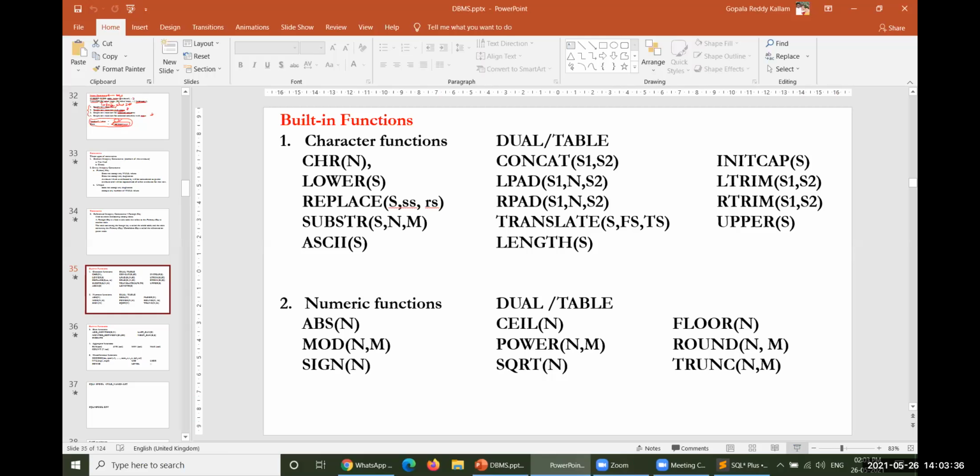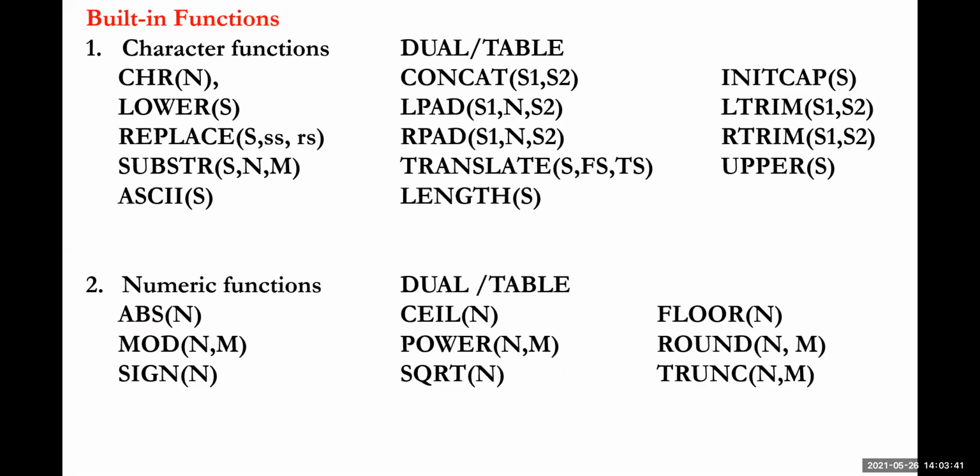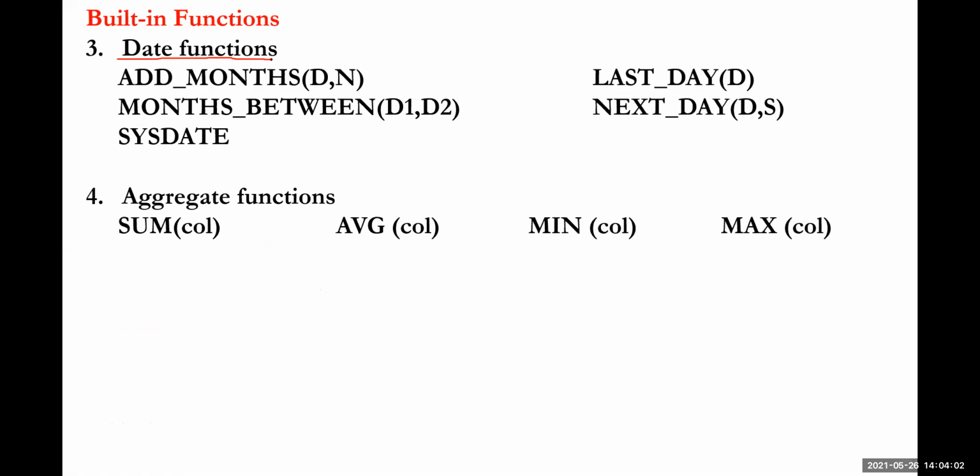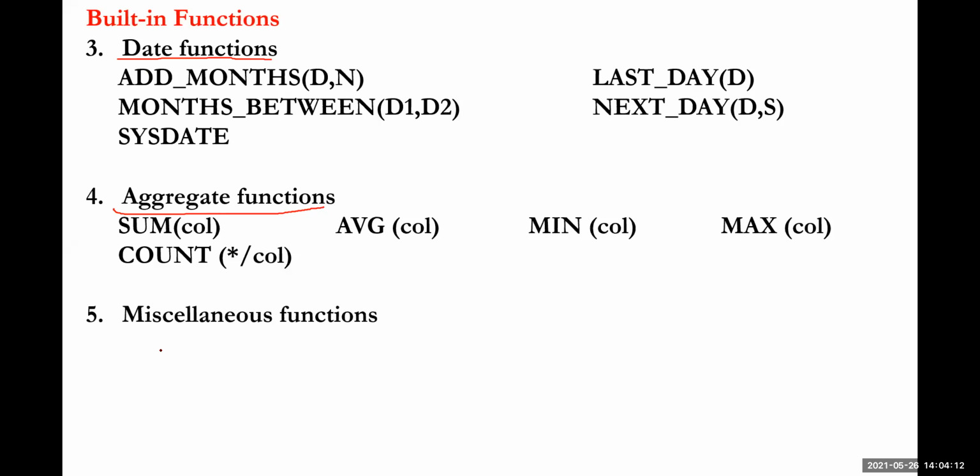How many categories of built-in functions are available to us? Approximately: character, meaning all built-in functions which work on characters, and all built-in functions which work on numbers. Several numbers functions are there, and date functions, all different kinds of built-in functions on dates, and aggregate. Already we have seen aggregate functions, and then followed by miscellaneous functions.